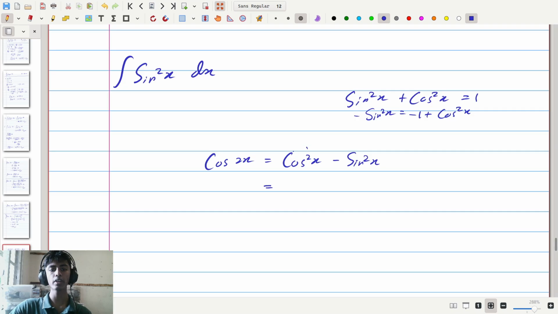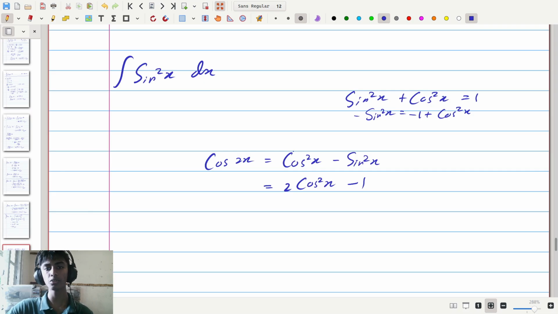Doing so, we get cosine² of x, and then this minus sin² of x turns into -1 plus another cosine² of x. The two cosine² of x's add together to give us 2 cosine² of x, and then this -1 stays as -1. So this is another form of the cosine of 2x. We can write it as 2 times the cosine² of x minus 1.